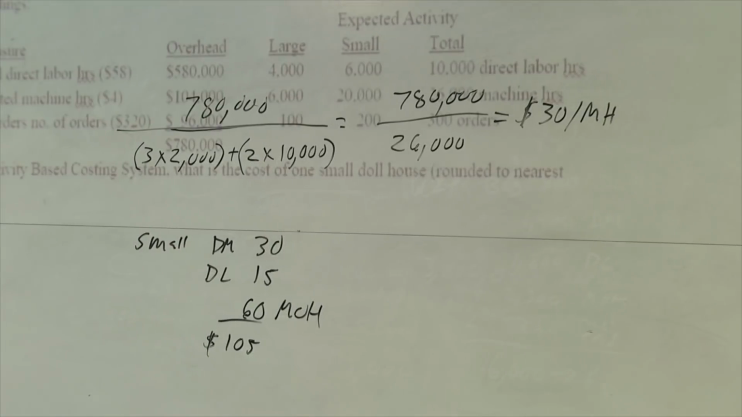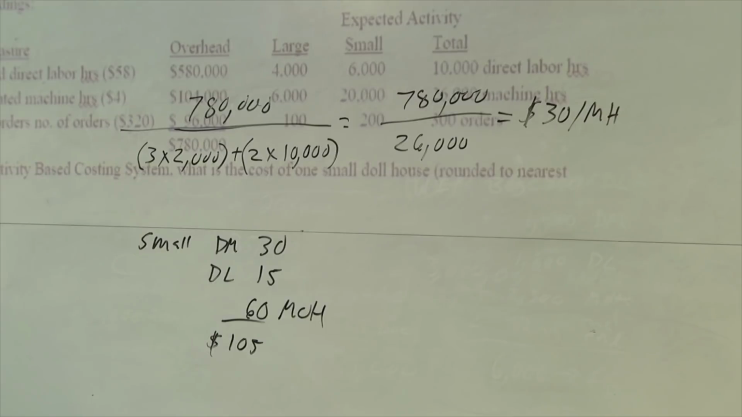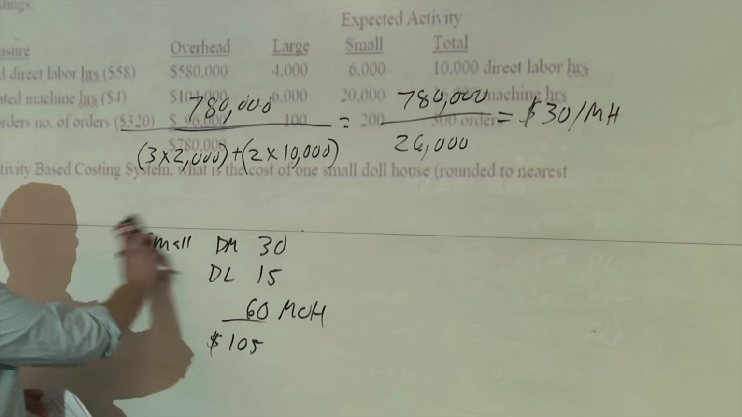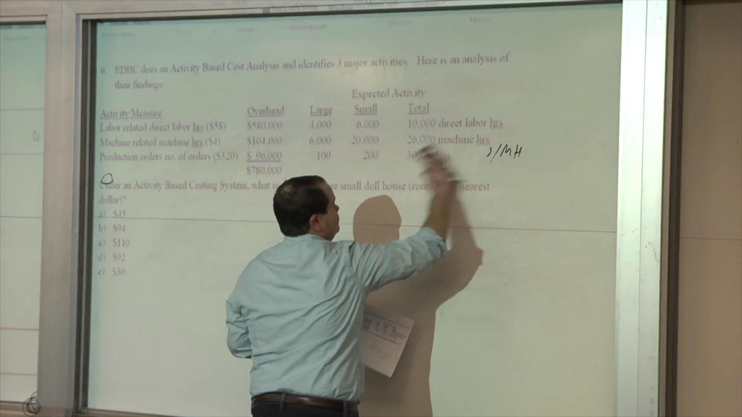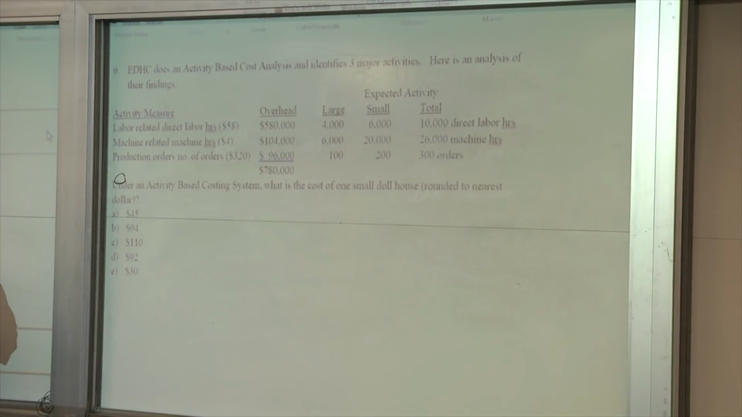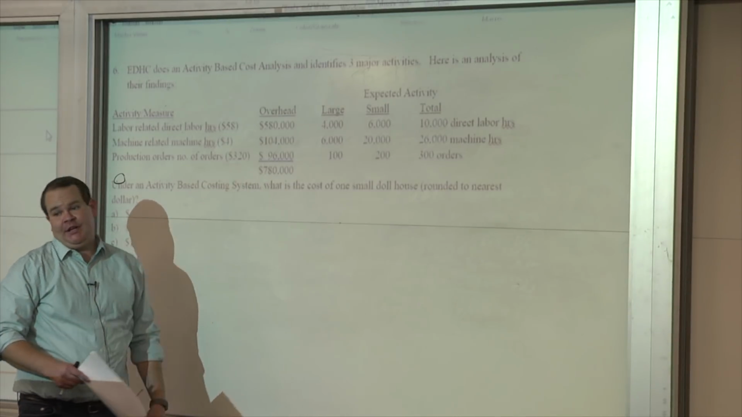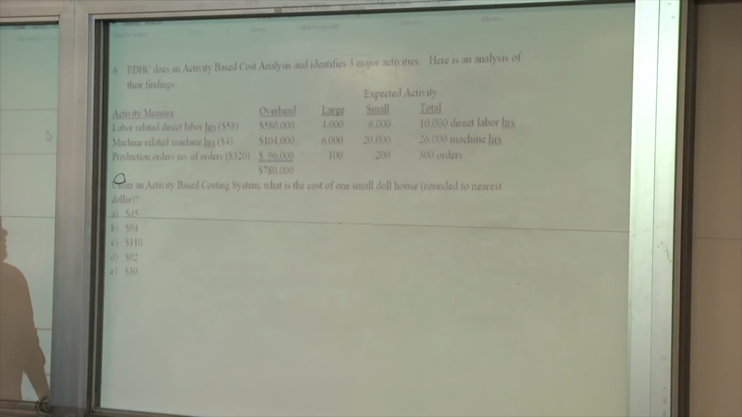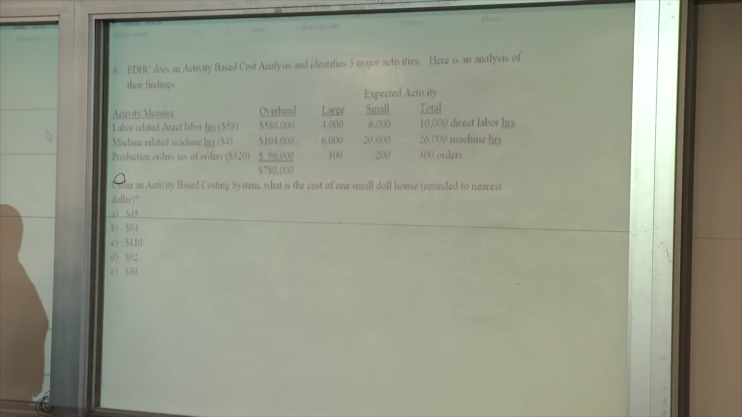And now, if we go to question 6, what's really happening here is we're going to use a different method to apply the overhead. It's still going to be the same question, but we're going to use activity-based costing. For question 6, EDC does an activity-based costing analysis and identifies 3 major activities. So of this 780,000 they told us total overhead was, they can break it down and see where it's coming from with these 3 different activities.